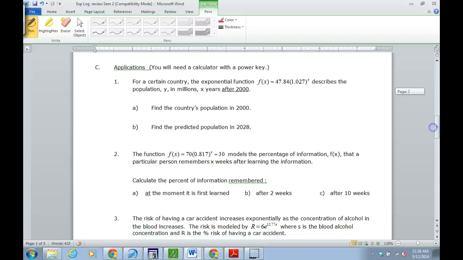We have a couple applications here I wanted to talk about before I let you guys go for today. Okay. This one is directly off one of your unit tests. If you guys read this, you'll probably recognize it a little bit. Says for a certain country, the exponential function is describing the population y in millions, x years after 2000. This is where people messed up. Okay, so it says find the country's population in 2000. So how many years after 2000 is 2000? 0. So for this one, you would put 0 in for x.